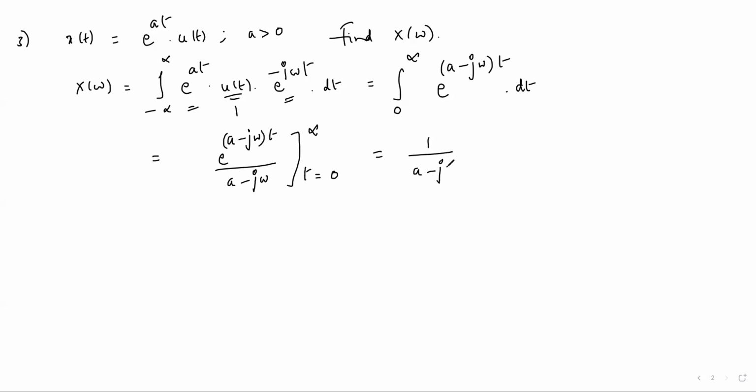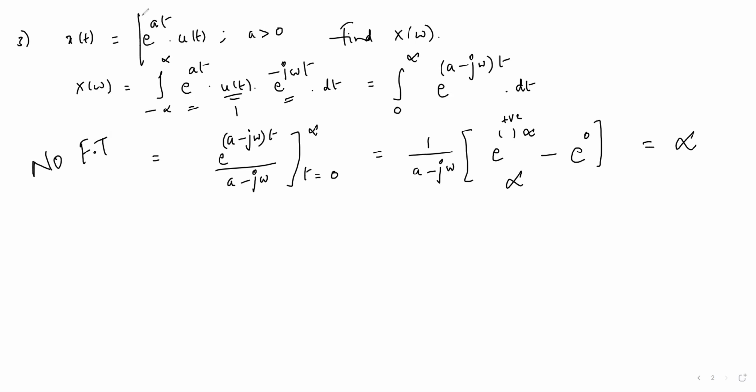This is 1 by a minus j omega, e to the power of, this expression is positive, infinity minus e to the power of 0. So we confirm that this is positive expression, and e to the power of plus infinity this time is infinity. Finally, we got the answer infinity. So there is no Fourier transform for the signal e to the power of plus at u of t. So that e to the power of minus at u of t, we got Fourier transform.